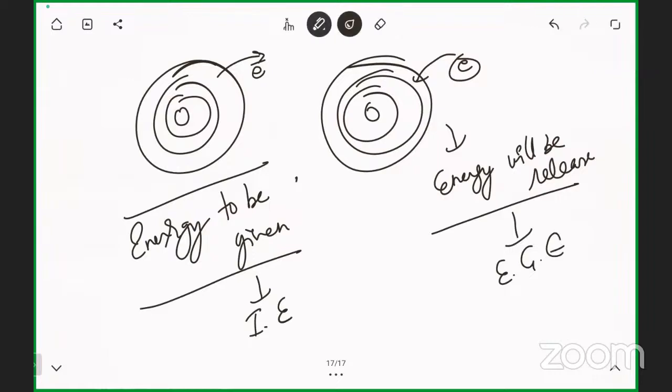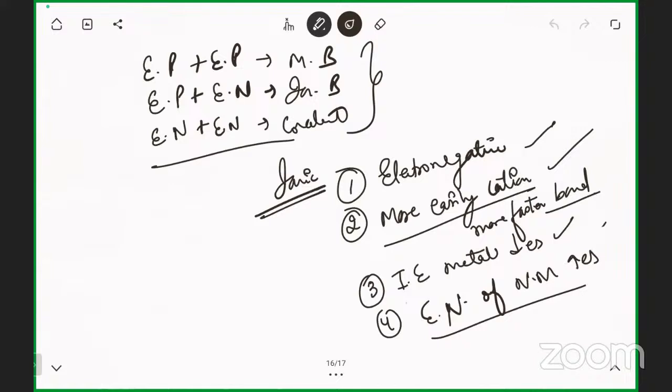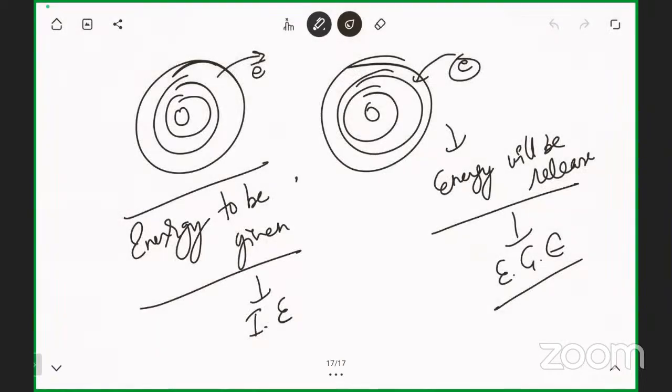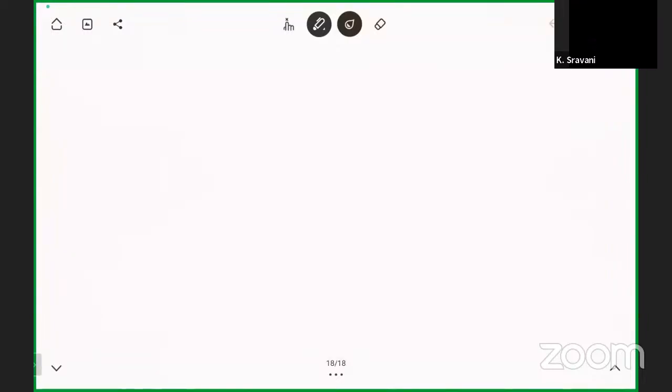Whenever there is a removal of the electron from the outermost shell, I'm talking about the ionization energy. But when the electron is added to an isolated gaseous atom, that is known as electron gain enthalpy. Okay, so these are the conditions. Let's come to the other points. Metal always forms cation, and non-metal always forms anion.